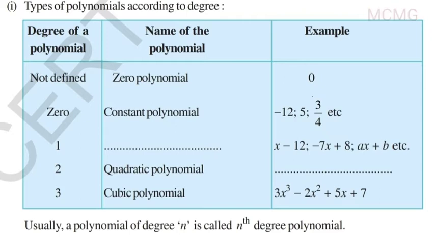If the degree is 2, we call them quadratic polynomials. Example: x square minus 2x plus 5, like that. If the degree is 3, we call those cubic polynomials. Example: 3x cube minus 2x square plus 5x plus 7. We can write our own examples. If the degree is n, we call such a polynomial an nth degree polynomial. Already we discussed. This is about types of polynomials according to degree.